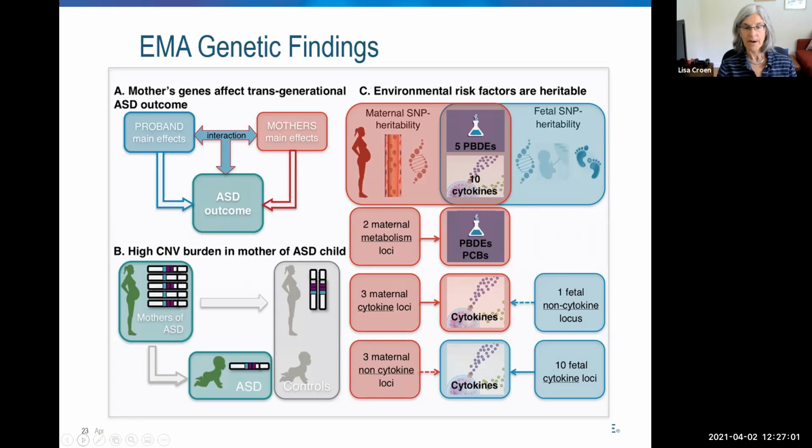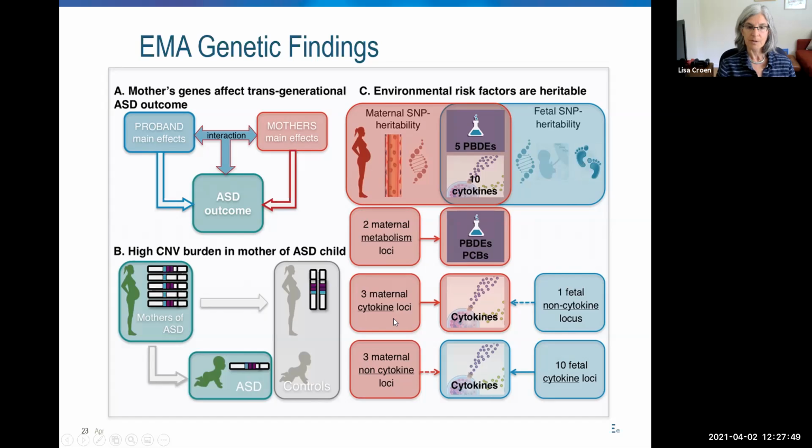And we also have genetic findings. This is a little bit hard to grasp right away, and this is just a summary of what we found. We've published many papers looking at the genetics in this sample of EMA women and children, looking at both maternal genetics and child genetics. I just want you to focus on the right-hand side of this slide, where we found two maternal loci having to do with xenobiotic metabolism that were associated with the maternal PBDE and PCB levels.